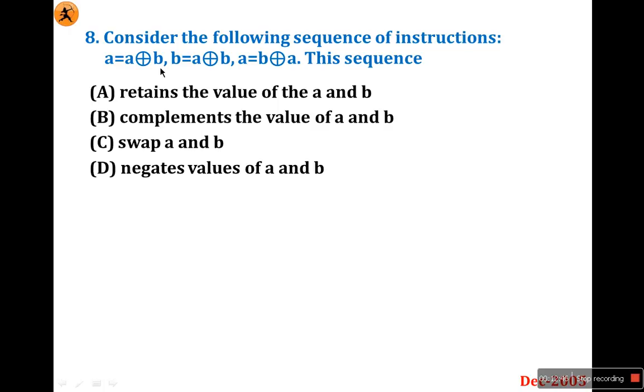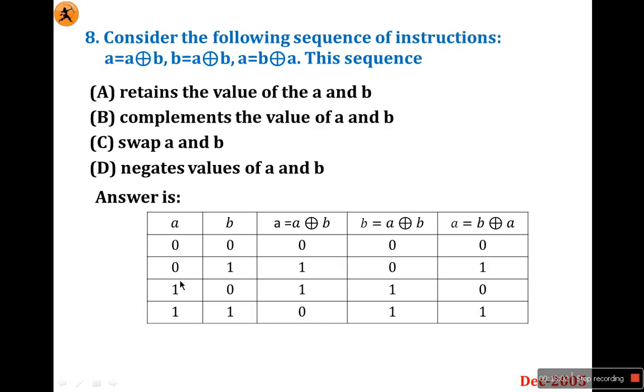A = A ⊕ B, B = A ⊕ B, A = A ⊕ B. This is the given sequence. Does it retain the values of A and B, complement the values of A and B, swap the values of A and B, or negate the values of A and B? Now check how exactly. This is A and B.